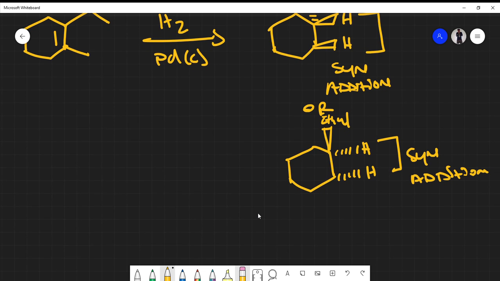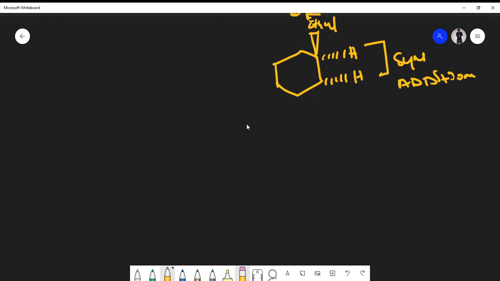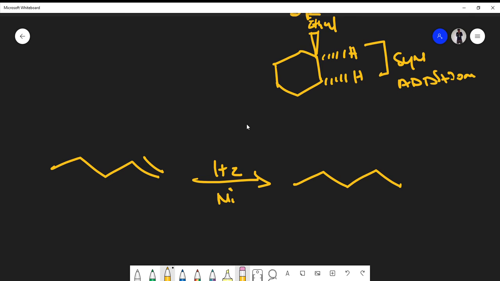So catalytic hydration is pretty simple. Again, you take any alkene. If we do another example, we take any alkene and we add hydrogen gas on a catalyst, we essentially get rid of the alkene. We essentially get rid of the double bond.